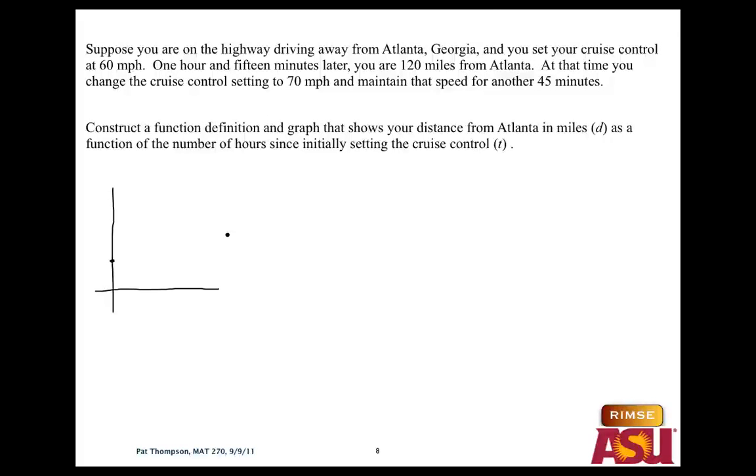Then we turn the cruise control on, and what's our change in time? Hour and 15 minutes. So in hours, that is 1.25, right? And at 1.25 hours, what is our distance from Atlanta? 120, right? Okay, so we have a point. That is the point 1.25, 120. Nope, other way around. Thank you. So at 1.25 hours, we're 120 miles from Atlanta.